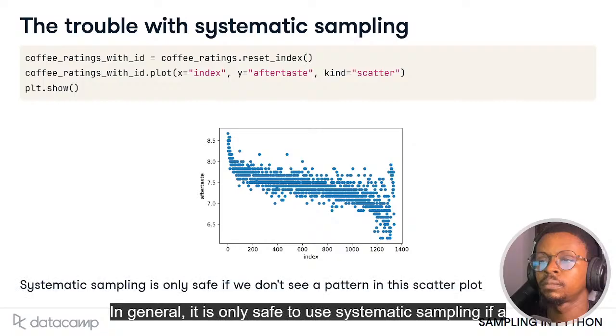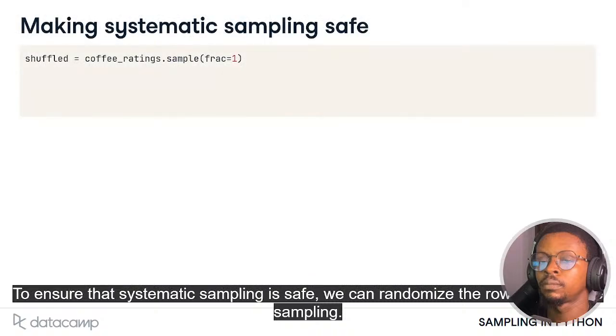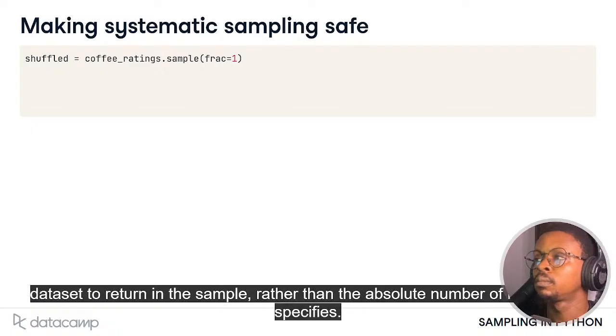In general, it is only safe to use systematic sampling if a plot like this has no pattern. That is, it just looks like noise. To ensure that systematic sampling is safe, we can randomize the row order before sampling. .sample has an argument named frac that lets us specify the proportion of the dataset to return in the sample, rather than the absolute number of rows that n specifies.